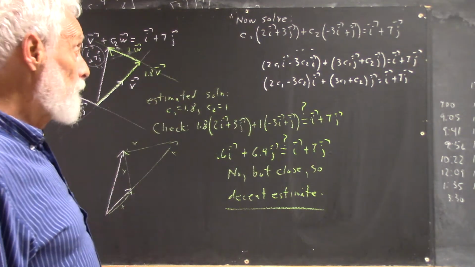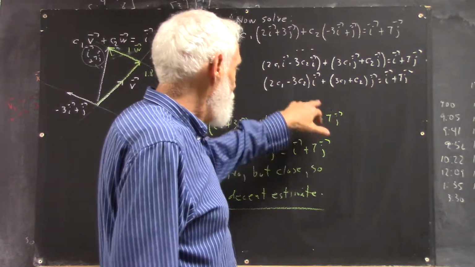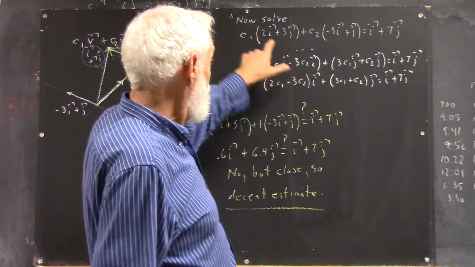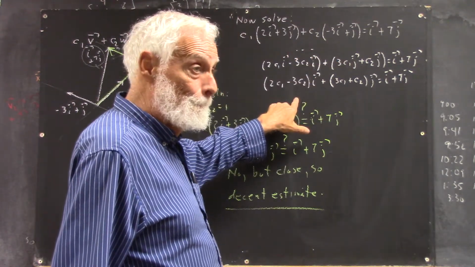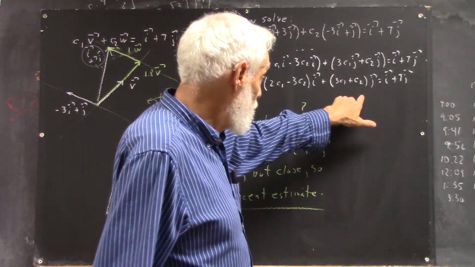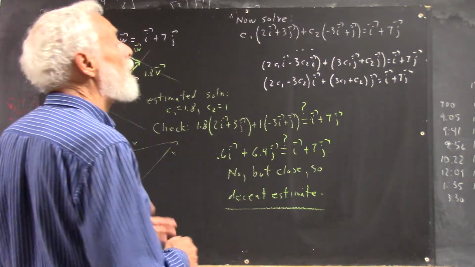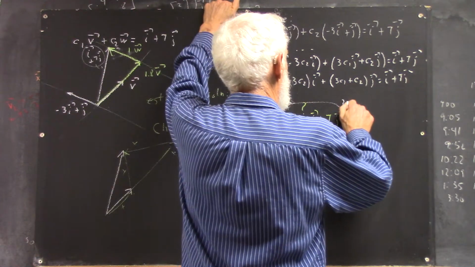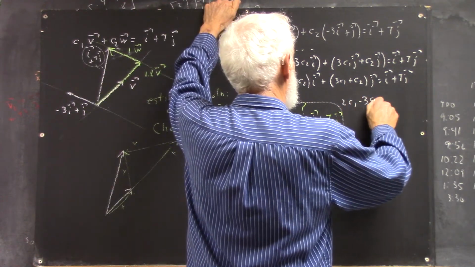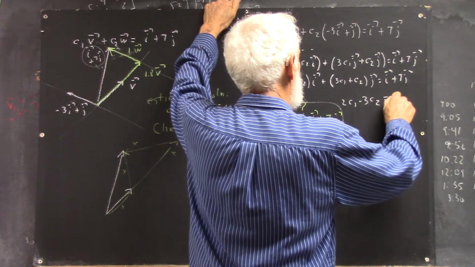I mean, the algebra is very straightforward. If you work it out yourself, you get two terms here that are multiples of i, and they're going to add up to this, right? And two terms that are multiples of j, they're going to add up to this. Okay? This leads you to the conclusion that 2c1 minus 3c2 equals 1.